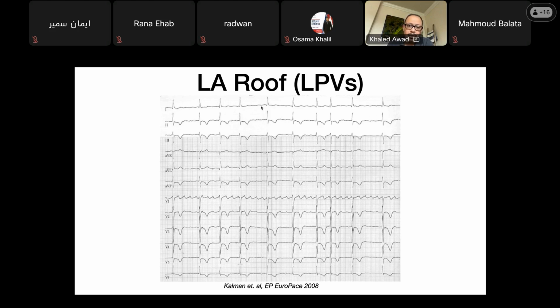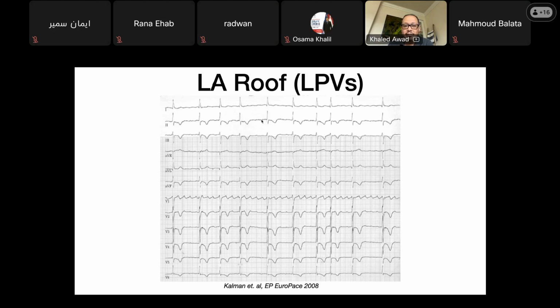We look at lead 1, and you see how lead 1 is actually negative or flat. That immediately tells us it's not the right, it's something around the left side of that posterior wall. It could be exiting high up, it could be exiting a little low under the left pulmonary veins.